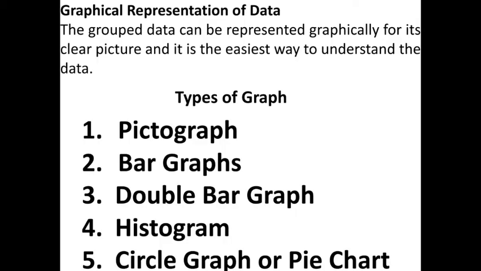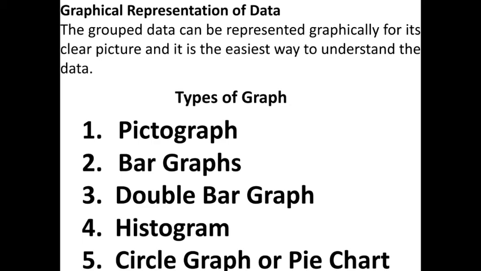Okay, now come to graphical representation of data. The grouped data can be represented graphically for a clear picture, and it is the easiest way to understand the data. We have different types of graphs like pictograph, bar graph, double bar graph, histogram, and circle graph or pie chart. Of these, the first 3, pictograph, bar graph and double bar graph, we have already learnt about in our previous classes. In class 8th we will learn about histogram and pie chart, but we will take a quick review of all the graphs.